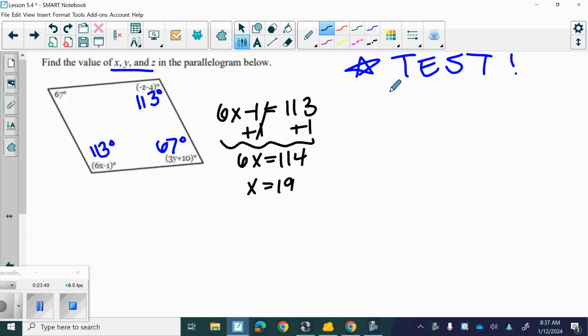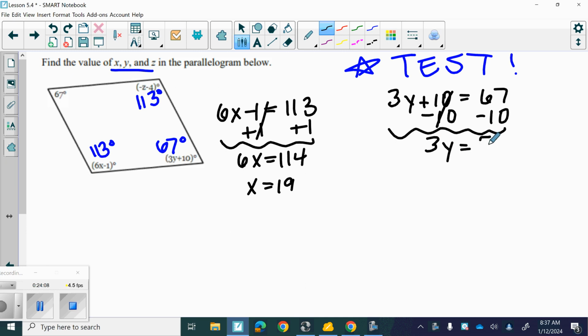Now I can do y. 3y plus 10 equals 67. So 3y equals 57. So what's y? Yeah. 19. Okay, that's just a coincidence. There's nothing special about that. Just a coincidence. Okay. Because X is 19.